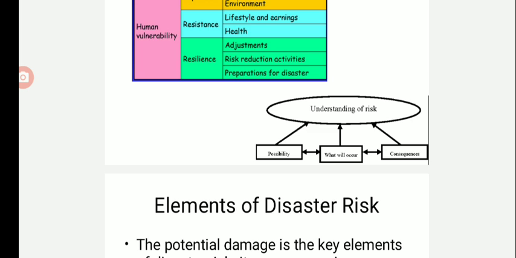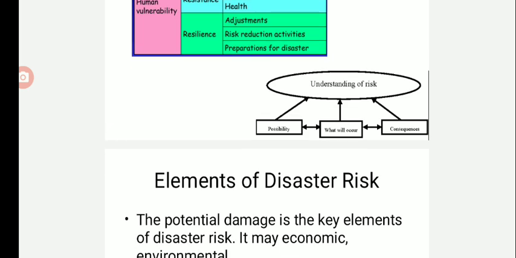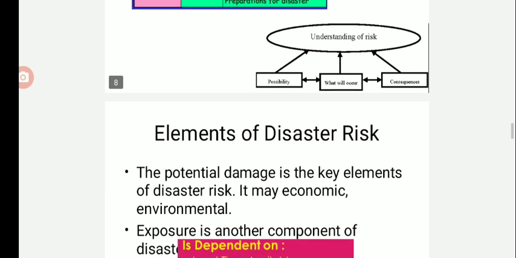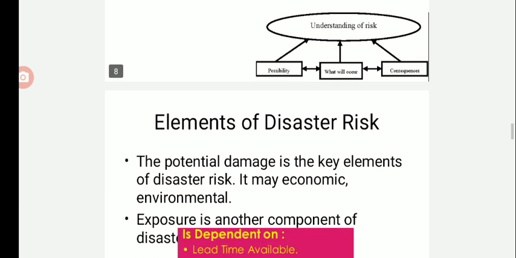Then the understanding of risk is the possibility of what will occur and its consequences. A simple example is how the disaster is coming. We should know what action to take once it comes and how to come out from the disaster risk. That is the understanding of risk. Each and every human should know what types of disasters happen in their particular local area and be aware of those disasters.